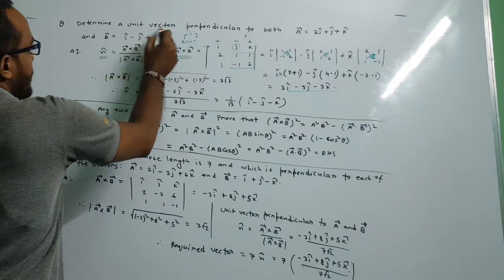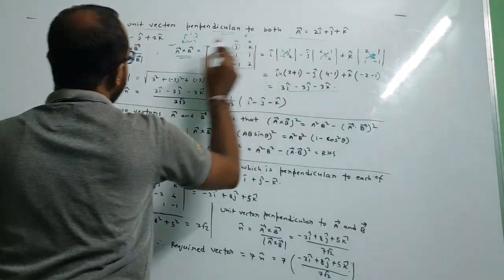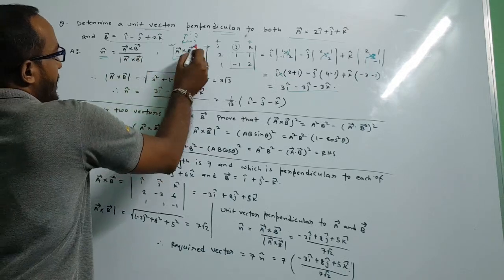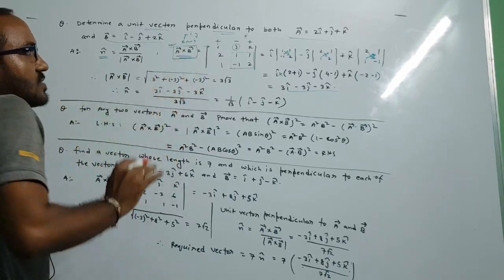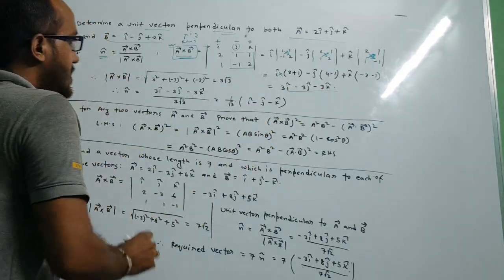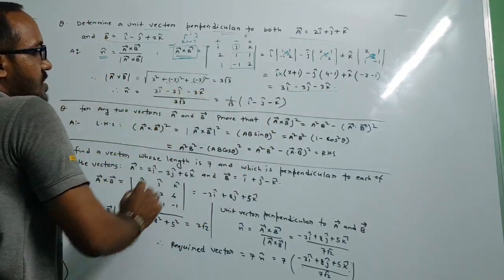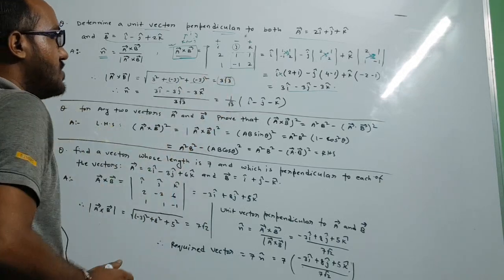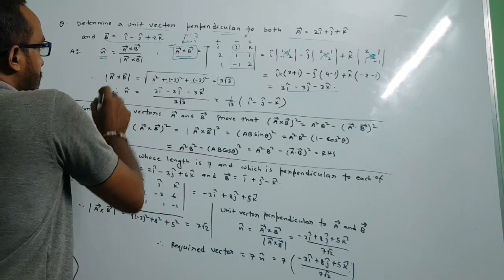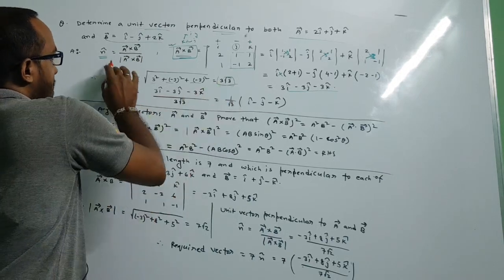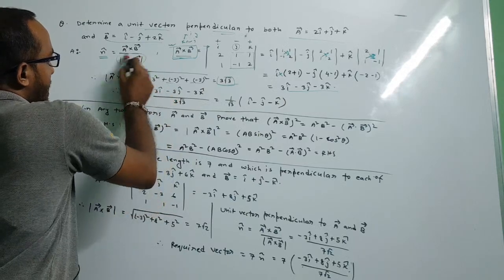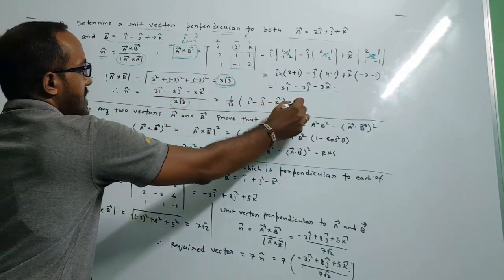Now we have to determine the unit vector perpendicular to both this vector and this vector. So find out the magnitude of A cross B. Magnitude is root under of a square plus b square plus c square. a is 3, b is minus 3, c is minus 3. Simplify this, you will get 3 root 3. Now what is n cap? We know A cross B by mod of A cross B. We got mod of A cross B as 3 root 3, and we got A cross B as this vector. So this vector divided by 3 root 3, we will get the answer.